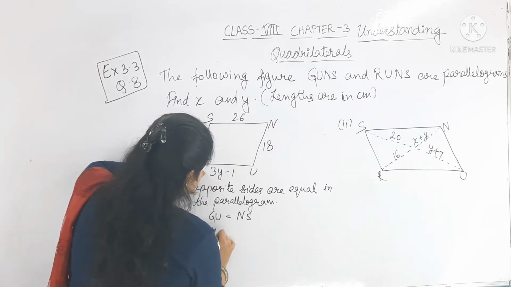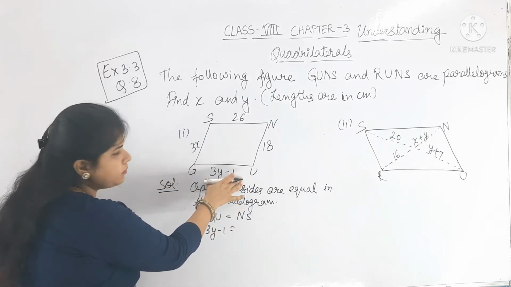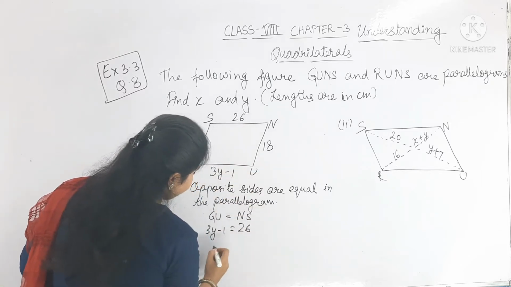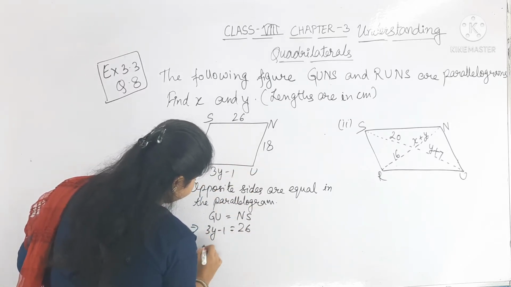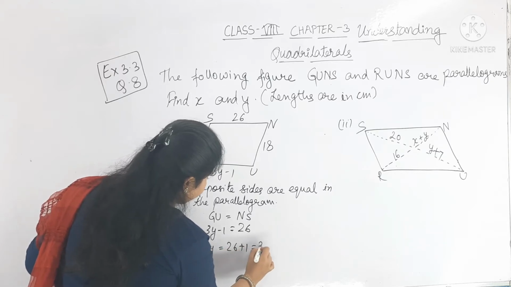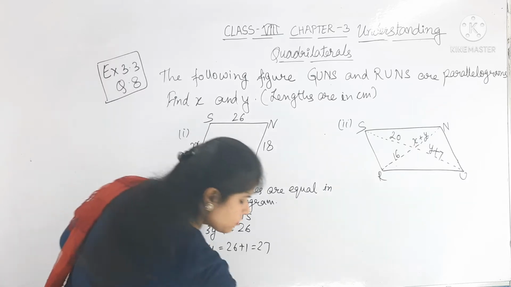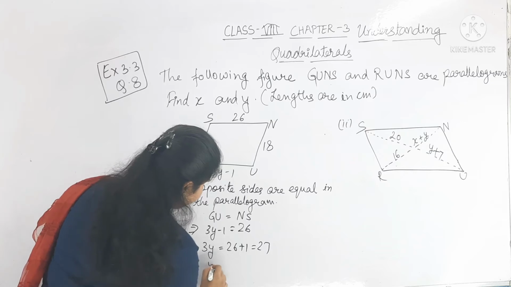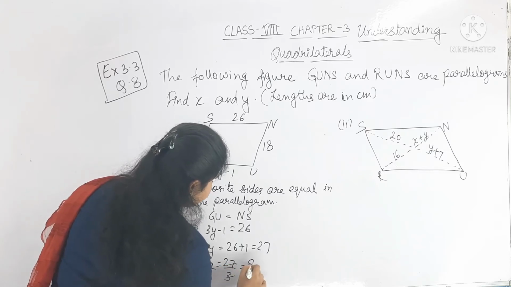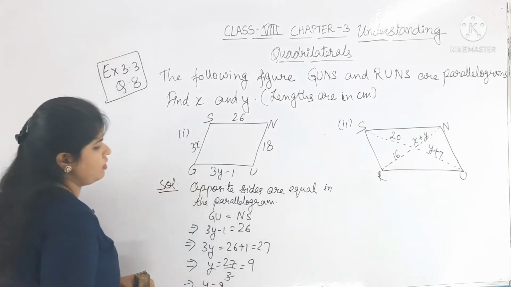and so we will be solving this one. 3y minus 1, this length is in centimeter. 3y minus 1 equal to 26. You can write this like this. So we can solve for y. 26 plus 1, that is equal to 27. 3y equal to 27, so y is equal to 27 by 3. 3 nines are 27. So here I am getting y is equal to 9, right?